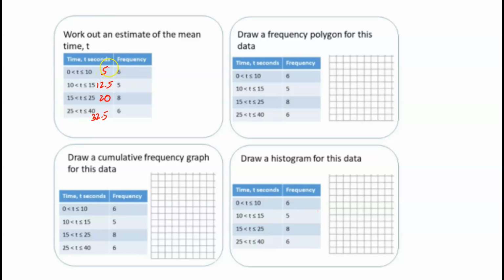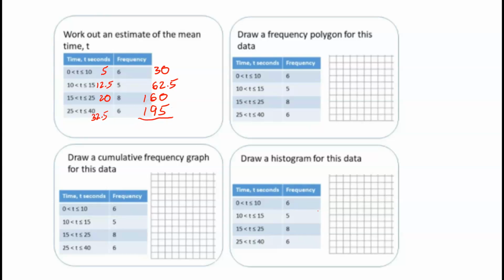Then you multiply the midpoint by the frequency. So we got 12.5 times 5, which is 62.5. 8 times 20, 160. And then 32.5 times 6, 195.